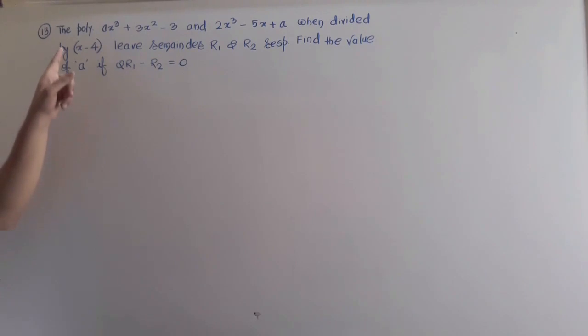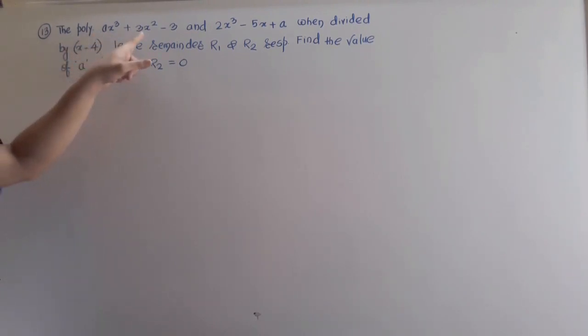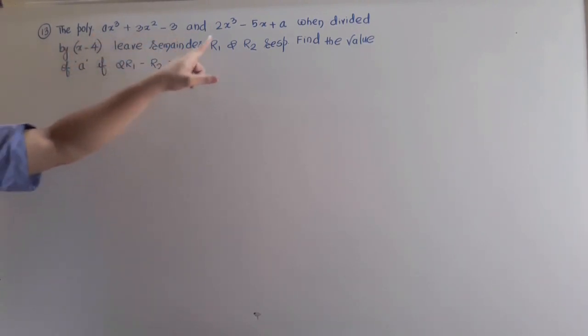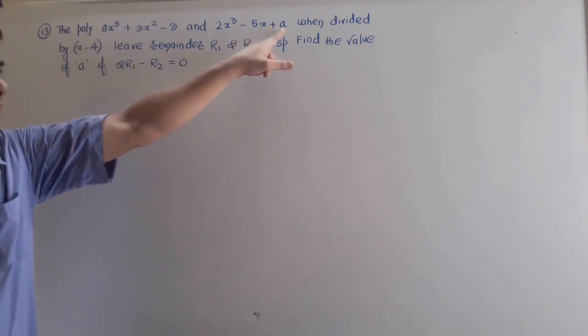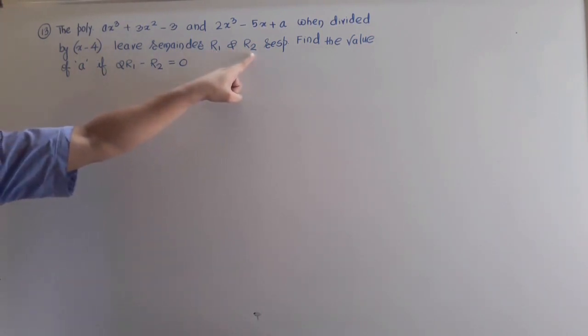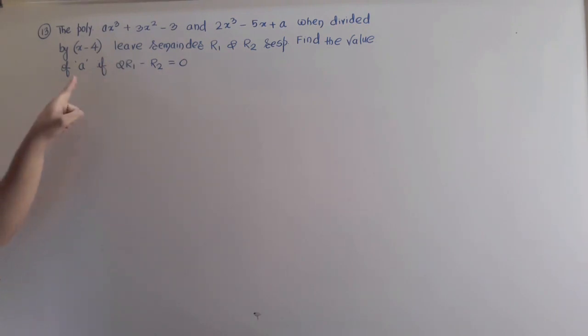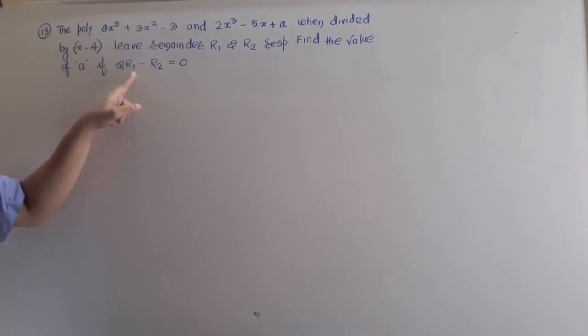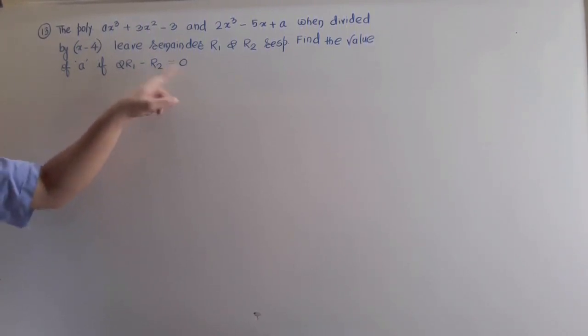In this we are given the polynomials ax cube plus 3x square minus 3 and 2x cube minus 5x plus a. There are two polynomials given and they both are divided by the same polynomial x minus 4. And when they are divided by x minus 4, they give the remainders r1 and r2. Then we have to find out the value of a. Here a is an unknown constant which is coming as a coefficient of the variable. So we have to find out the value of a if this equation is true: 2r1 minus r2 will be equal to 0.